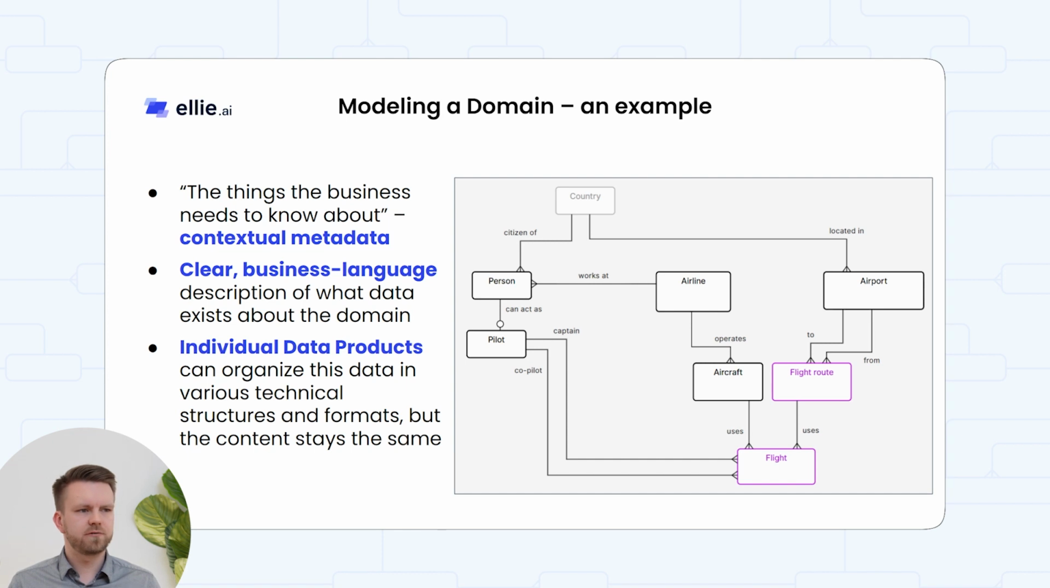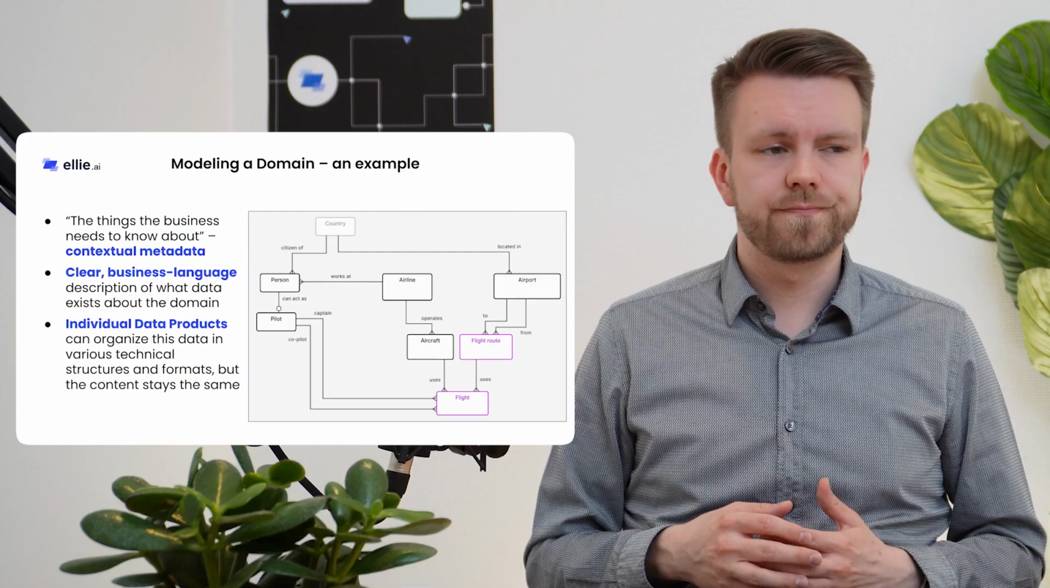This might be now a domain about, for example, flight management or pilot assignments or something like that. We need to figure out what we need to know about. This is contextual metadata. We need to know about airlines, airports, aircrafts, flights and pilots, and who works where and in which country an airport is located and so on. So this is just mapping that understanding in a clear business language description of what the data really is about.